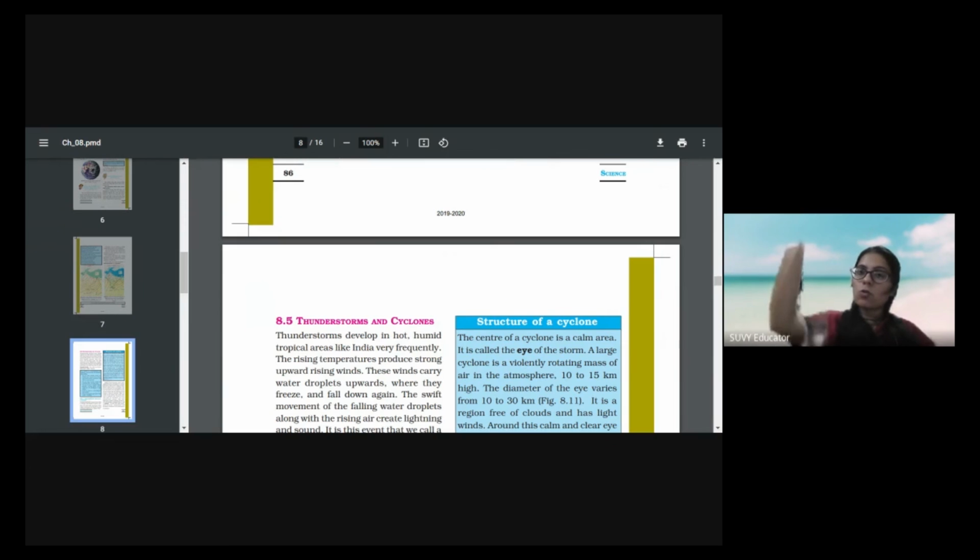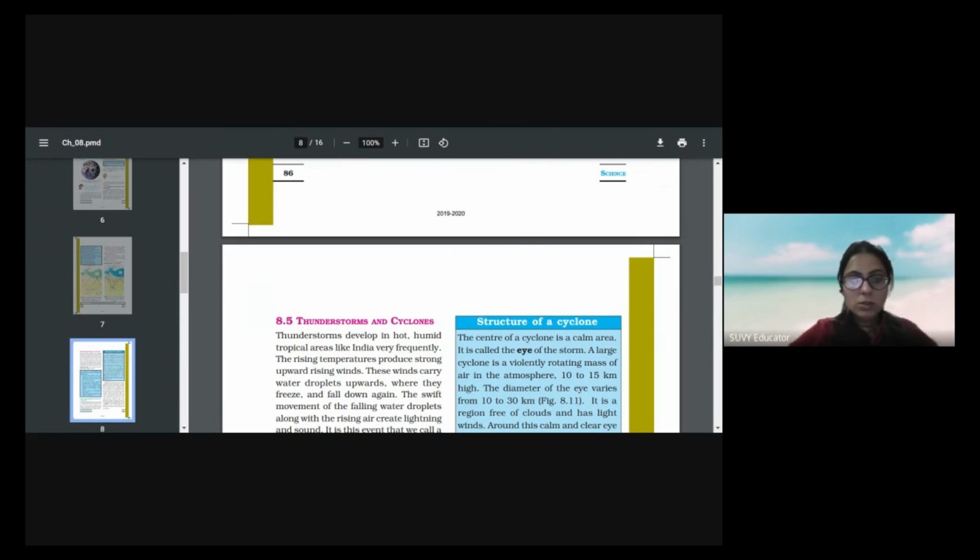When they go upward, in the upward direction there is a cold region, so the water droplets freeze there on the upper side, and then fall down again. Once they freeze, due to gravitation, they fall down towards the earth. The swift movement of the falling water droplets along the rising air creates lightning and sound.